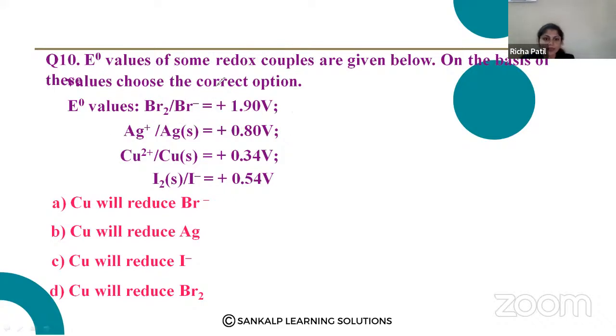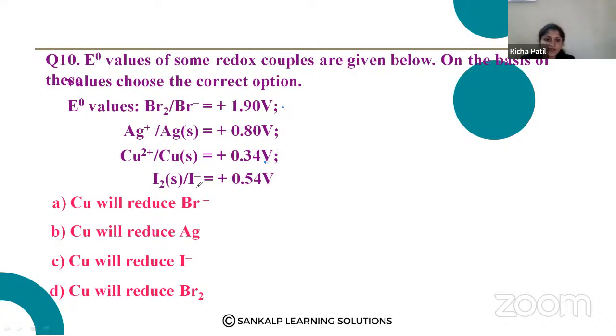So here what is happening? You can see Br2 to Br minus. It has the highest value, so it has the highest reduction potential. Whereas you can see for Cu2 plus by Cu, it has the lowest. So this is the highest and this is the lowest.